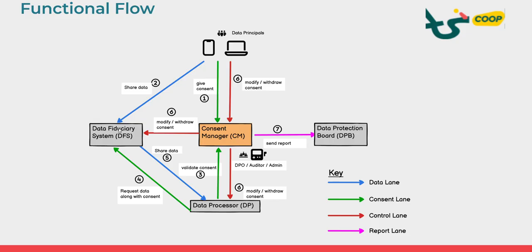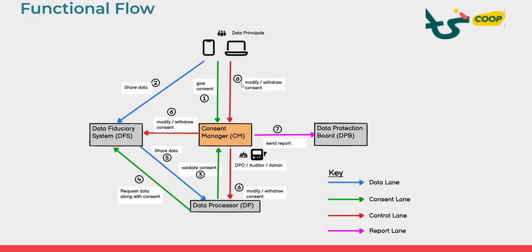Now, the moment this data is there, any application within the organization or any third-party application that wants to use the data should first validate the consent, which is highlighted in step 3. So the data processor needs to validate the consent, and if the consent is there, needs to request the data from the data fiduciary system, and the data fiduciary system in turn returns the data. So this is the flow that needs to be followed, right?